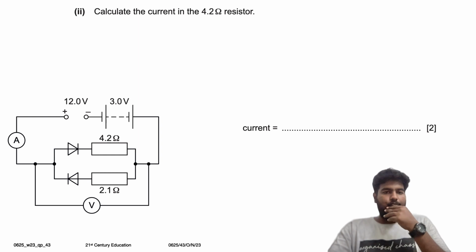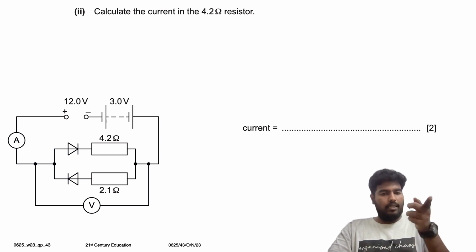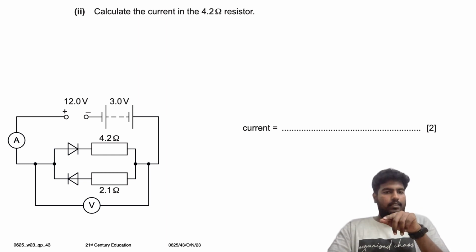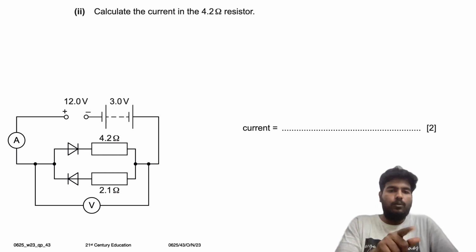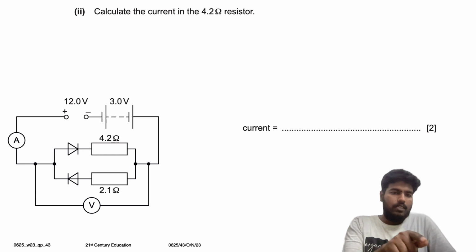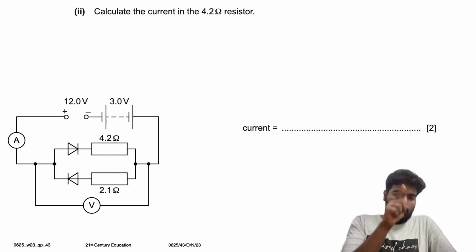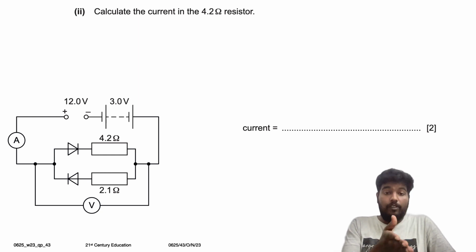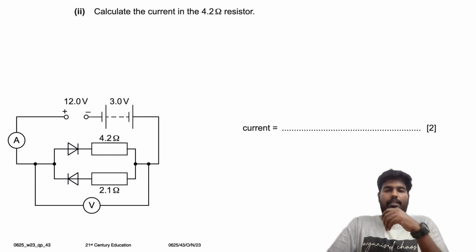Calculate the current in the 4.2 ohm resistor. There are two diodes that must be noticed. The diode at the 4.2 ohm resistor is in forward bias. You know the direction of the diode; only in that direction will it work. The back side of the diode, which is positive, has been connected to the positive sign of the battery, which has the higher voltage. That we have to take.